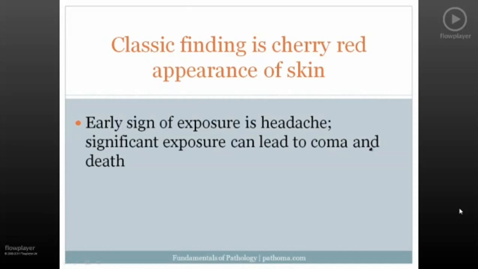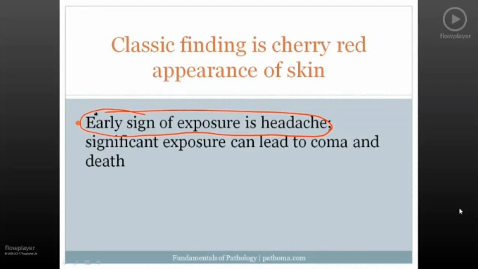But what is very important to remember, especially for examination purposes, is the fact that the early sign of exposure is headache. And I guess this would also be important clinically, because if you've got a patient that has been exposed to a fire or comes in after some type of exposure and you want to do a very quick clinical history screen, you can ask the patient, do you have a headache?